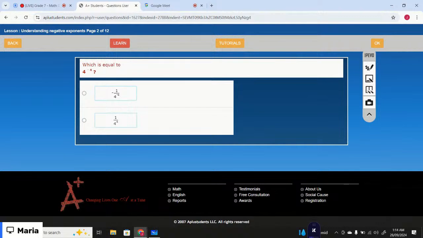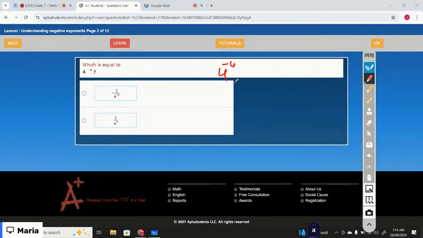Which is equal to 4 exponent negative 4. So you are given 4 exponent negative 4. You can make it positive by writing in the fraction form, numerator as 1, and you can write it in the denominator. So that is 1 divided by 4 exponent 4. Got it? Option number 2 is the correct option. That is 1 divided by 4 exponent 4. Option number 2 is the correct option.